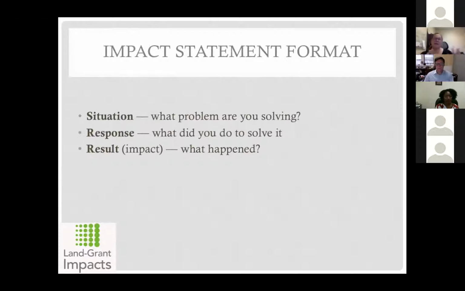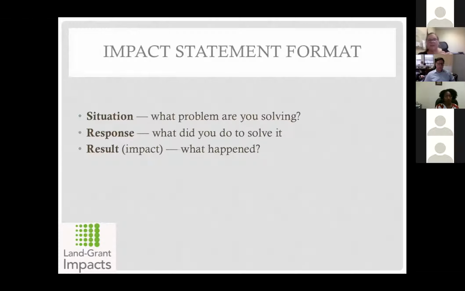And so the basic format that we look for in the impact statements, and Scott will show you the actual entry form in just a few minutes that will help you get a really good feel for what we're looking for here. But there are 3 basic parts we're looking for. The situation, and that should tell in just a couple of sentences what is the problem that you are solving. There's the response. What did you do to solve that problem? And the last part is the result or the impact. What happened and what difference did it make?